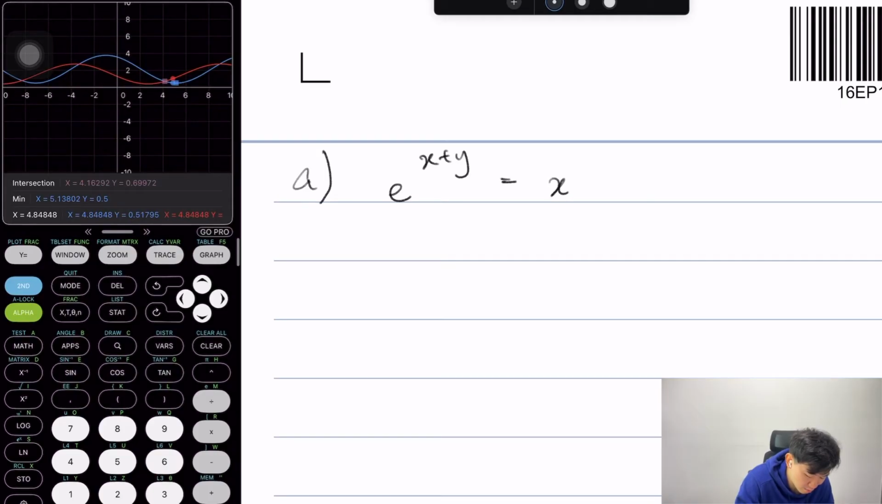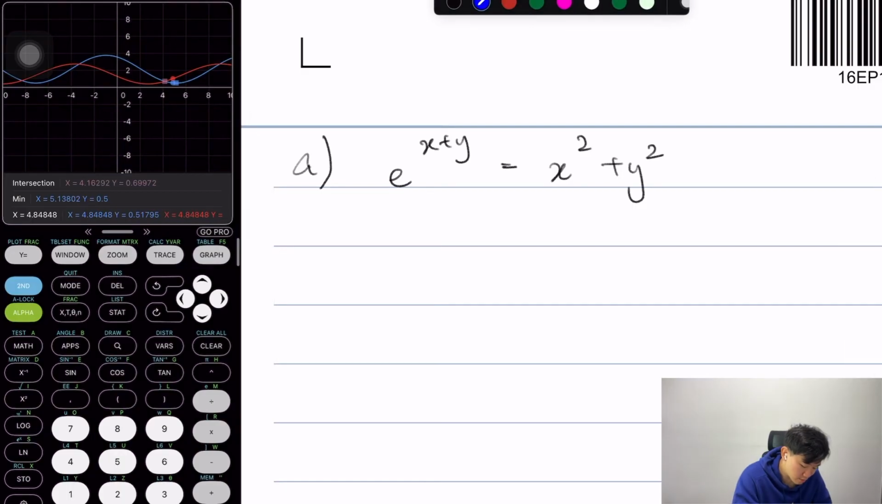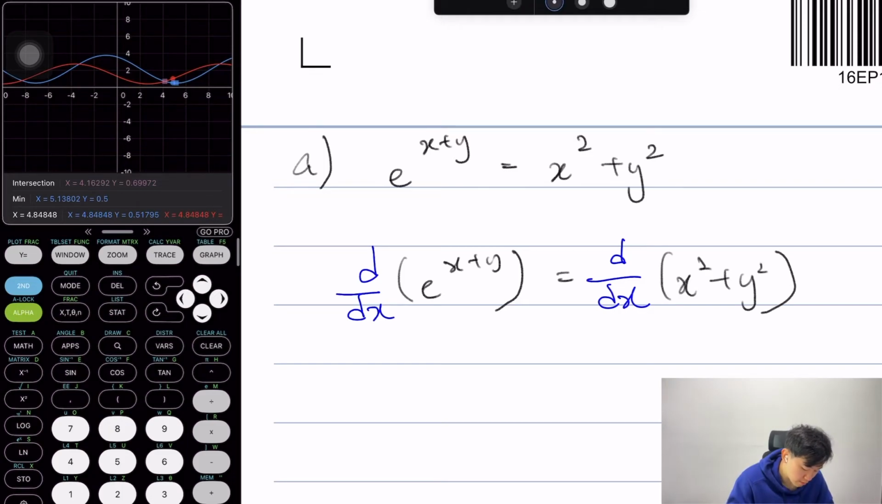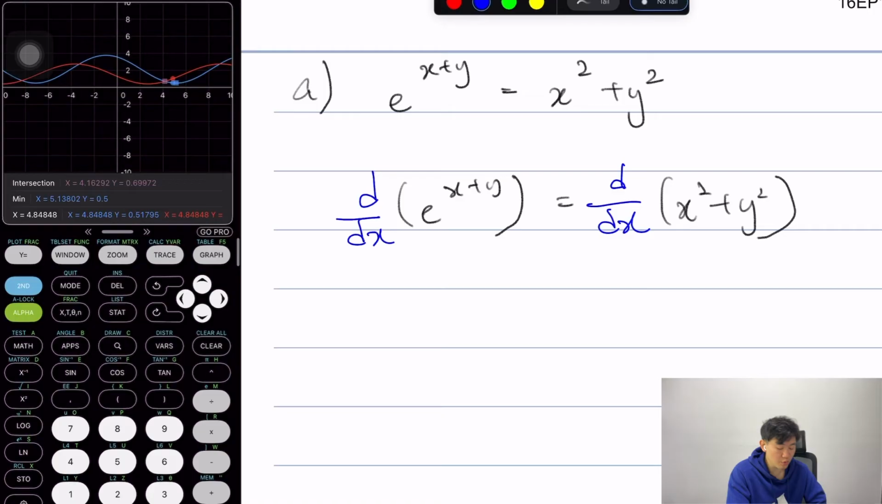I think it's x squared plus y squared. So we attempt by differentiating both sides, right? So derivative d dx of the e to the power of x plus y, right, equals to what? Again, you're going to differentiate d dx on the x squared plus y squared. So now we have to use the chain rule. We're going to use the chain rule quickly.